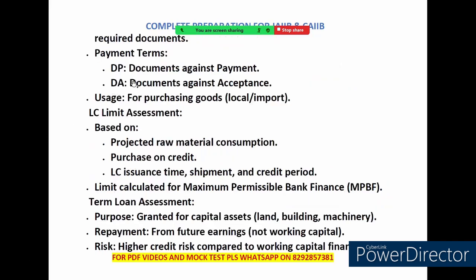DP means what? Documents against payment. The bank pays the seller only when the buyer makes the payment. And DA means what? The bank pays the seller when the buyer agrees to accept the goods. Now LC limit assessment. The bank calculates the LC limit based on how much raw material the business expects to buy, how long it will take for shipment, and the credit period. Remember, numerical questions are asked from LC limit assessment.